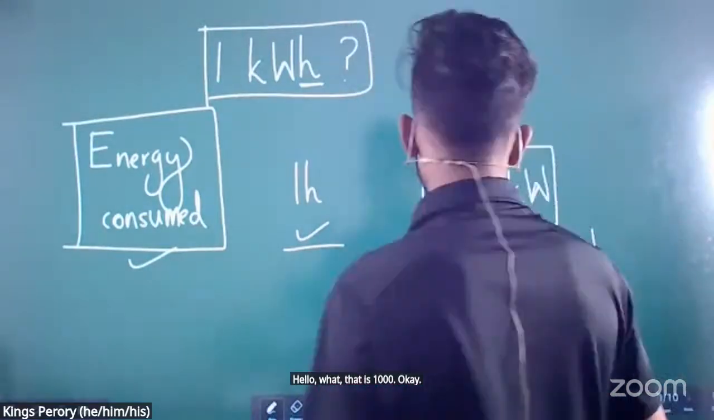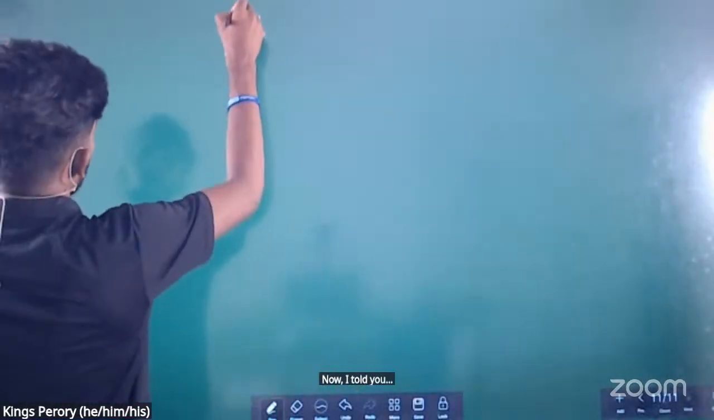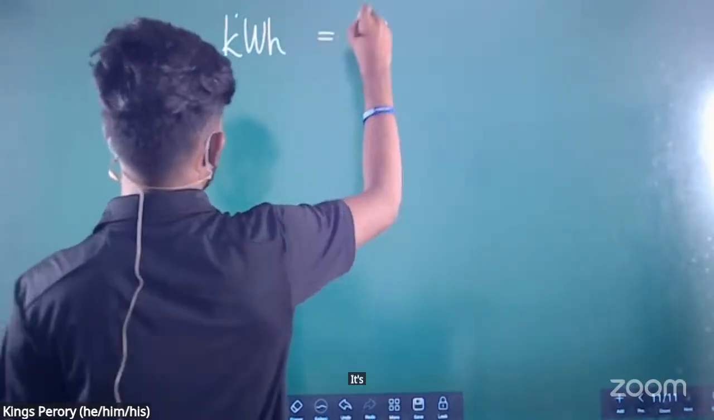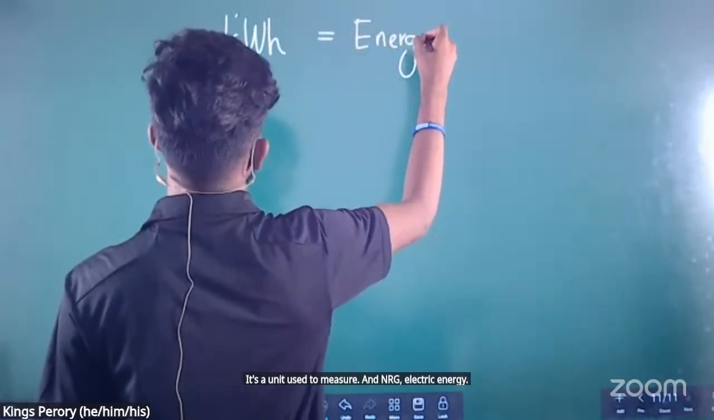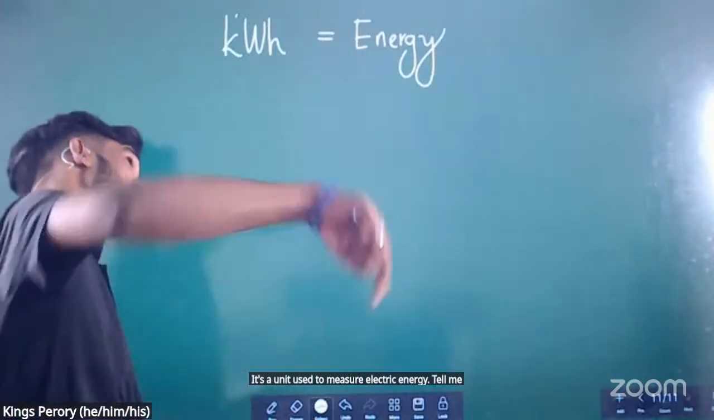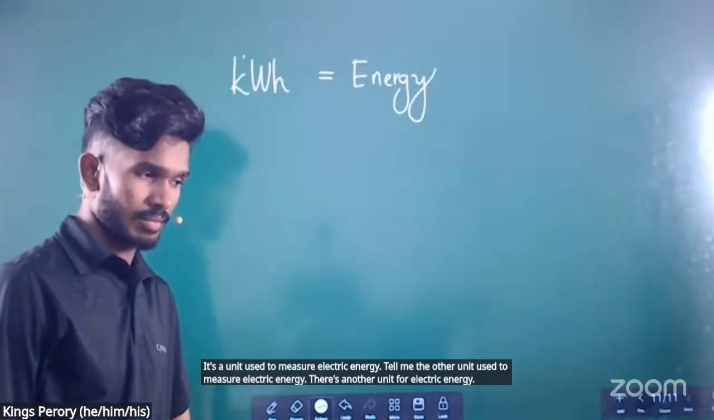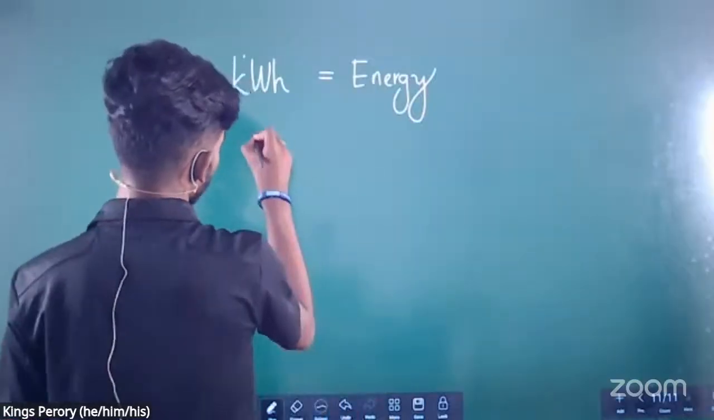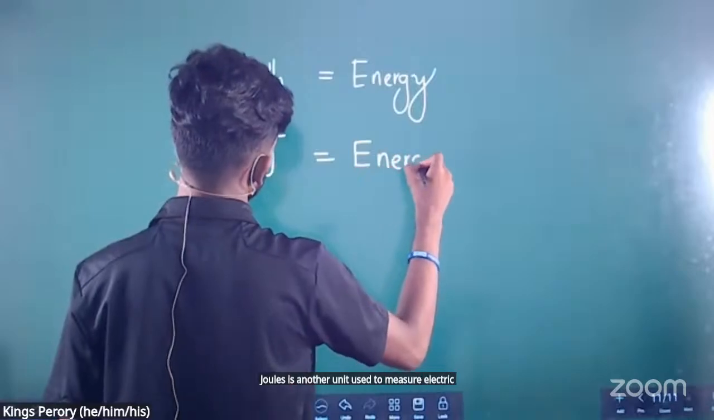Now I told you, kilowatt hour is a unit used to measure electric energy. Tell me the other unit used to measure electric energy. There's another unit for electric energy. Joules. Joules is another unit used to measure electric energy.